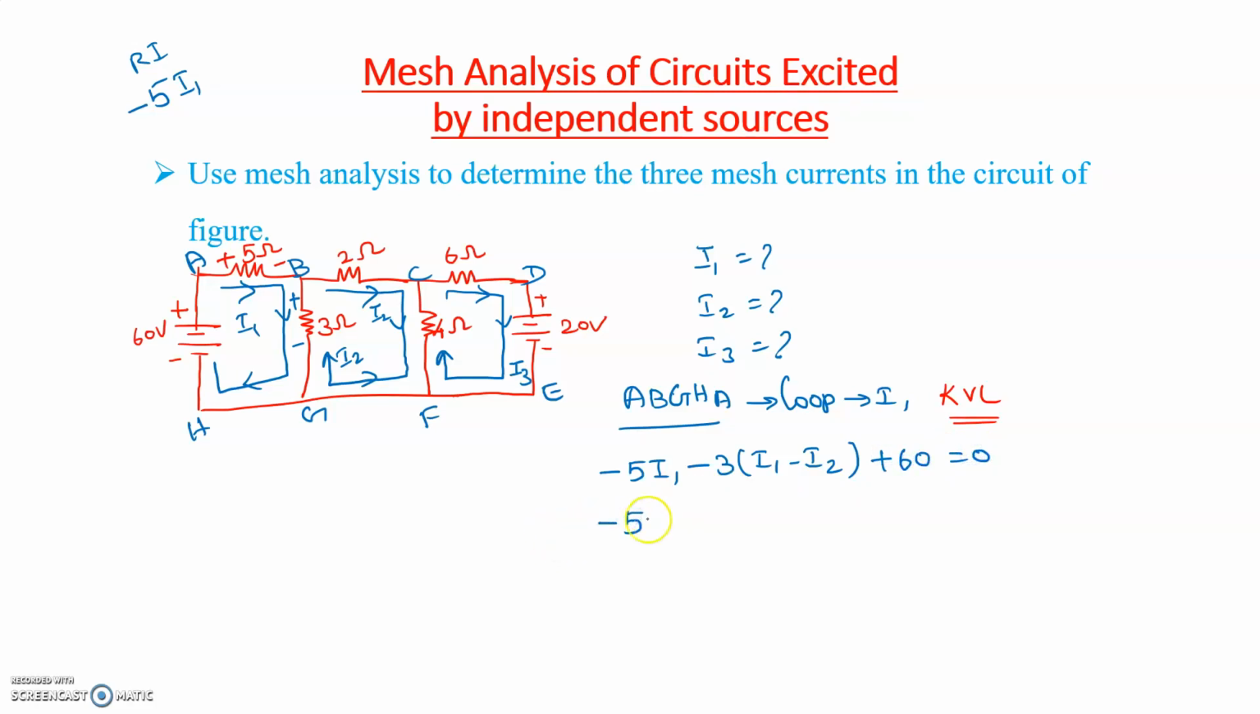Expanding this, we will get minus 5 I1, minus 3 I1 plus 3 I2 is equal to minus 60. This is minus 8 I1 plus 3 I2 is equal to minus 60. So take this as the first equation.